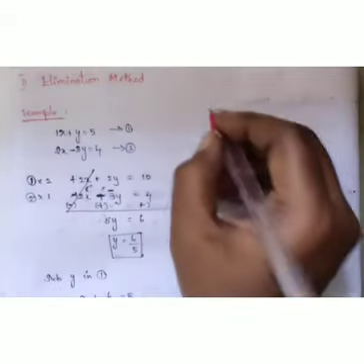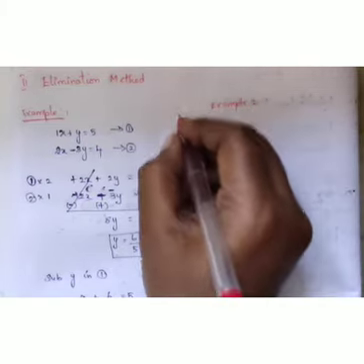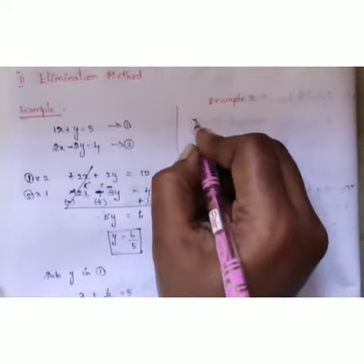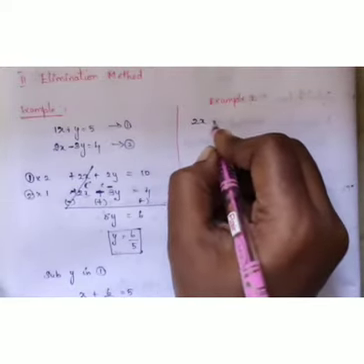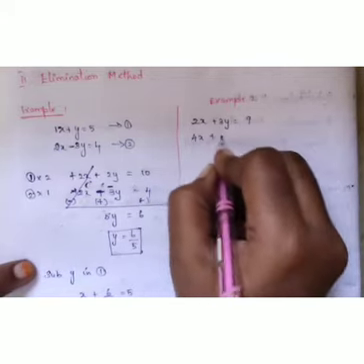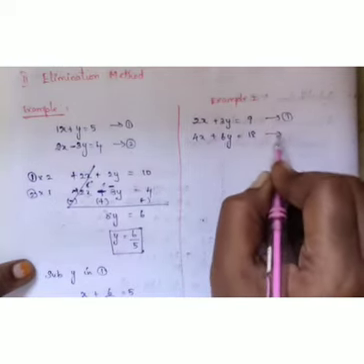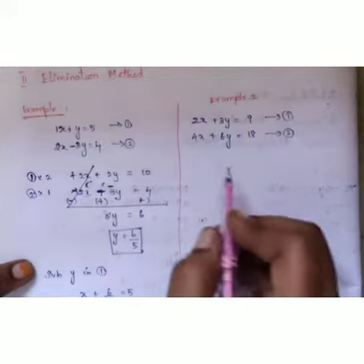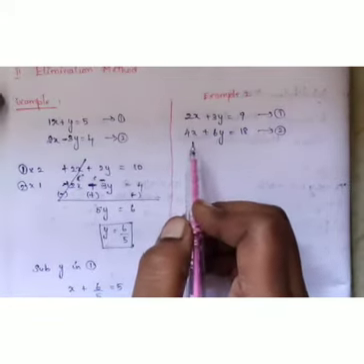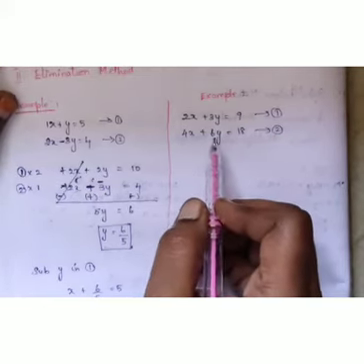Now let us go for example 2. Let us take the next equations. 2x plus 3y is equal to 9, and 4x plus 6y is equal to 18. This is my equation 1 and this is my equation 2. Now we have to equalize the value here. Let us take any one. Here let us try to eliminate the value of y.